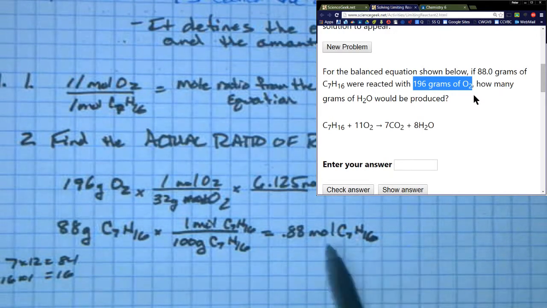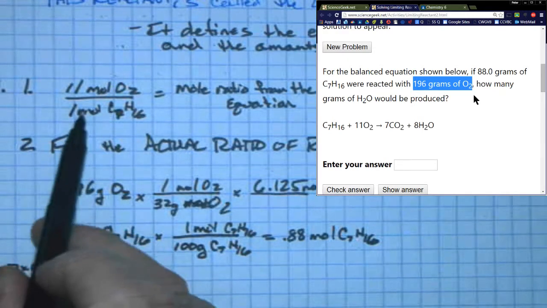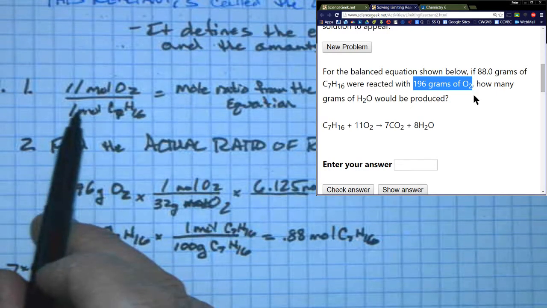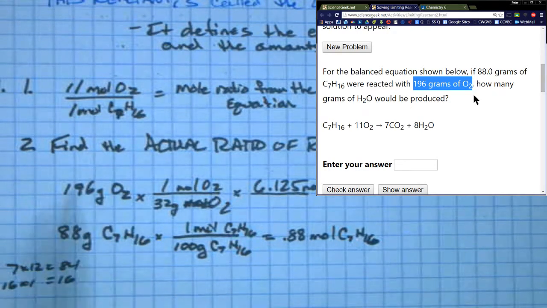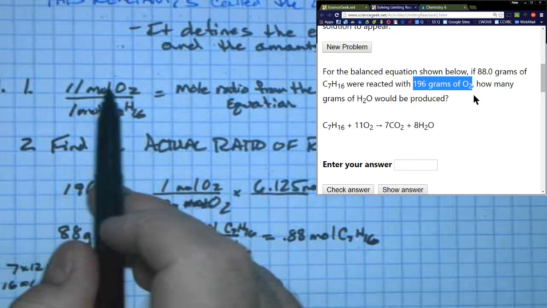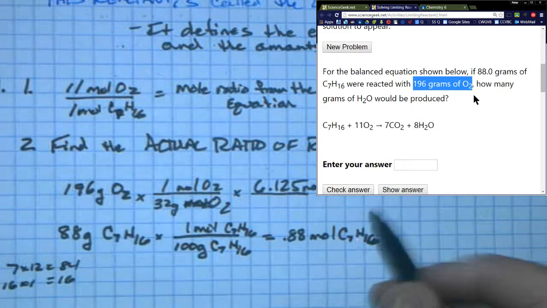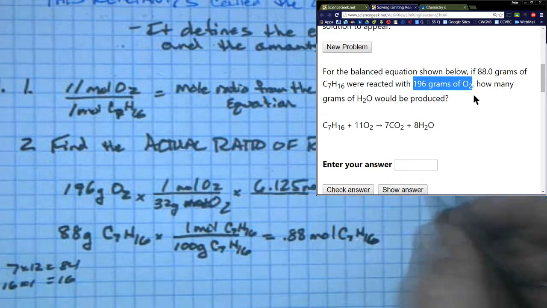We can't just say, oh, well, there's less moles of C7H16, because according to our mole ratio up here, we need 11 moles of oxygen for every 1 mole of C7H16, right? So we find a new ratio. We find the actual ratio of the reactants. Up here we did 11 to 1. We put oxygen on top and heptane on the bottom. So here we need to put oxygen on top.